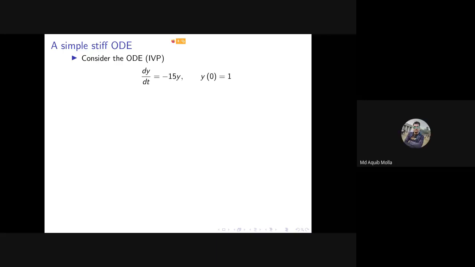e to the power minus 15t. E to the power minus 15t. Right. That's exactly what the solution is.